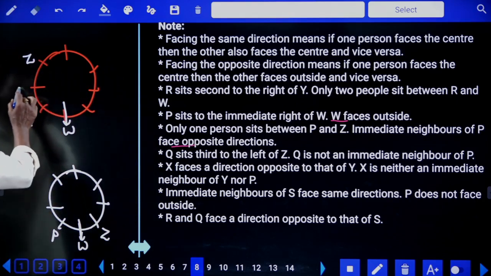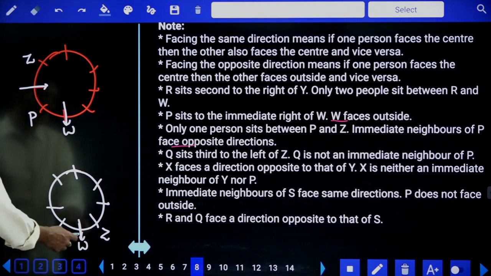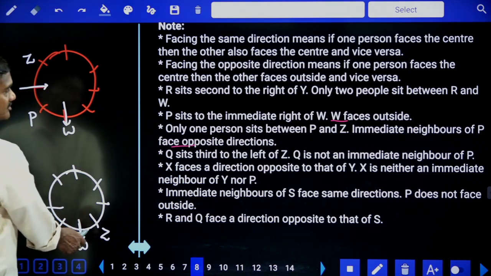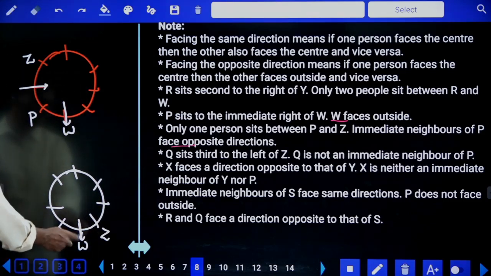And next one, immediate neighbors of P face opposite directions. P's neighbors, whoever comes here, that person is in the opposite direction. W is away, P is center. Now immediate neighbors of P face opposite direction, isn't it? And here, W is away from the center, so this person is towards the center.